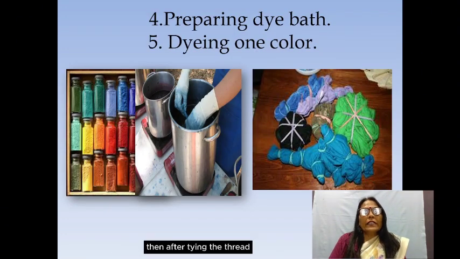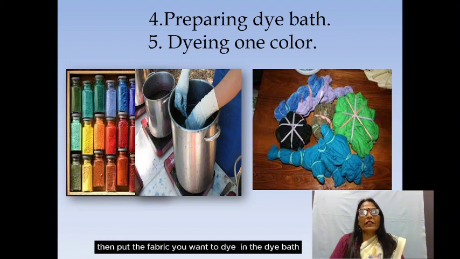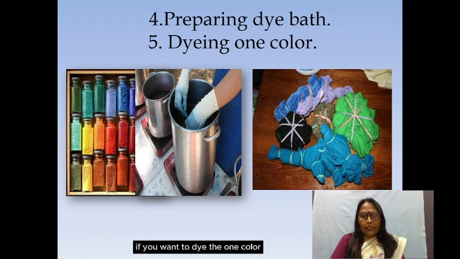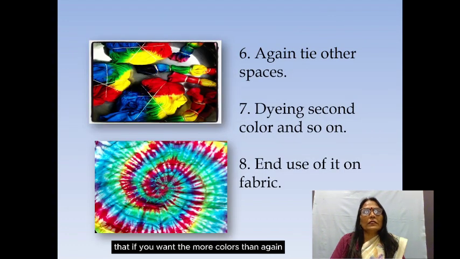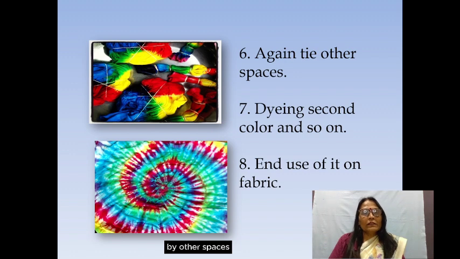Then after tying the thread, we will prepare the dye bath. Dye bath is prepared by adding dye and salt in the water and bringing it to boiling. Then put the fabric you want to dye in the dye bath and stir it continuously for 10 to 20 minutes. If you want to dye one color, then it's okay. If you want more colors, then again dye other spaces, dyeing the second color and so on.